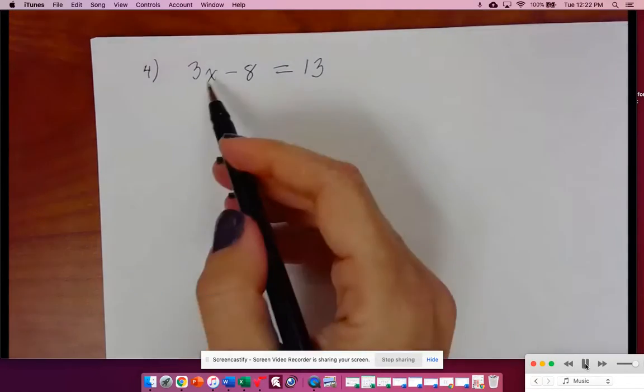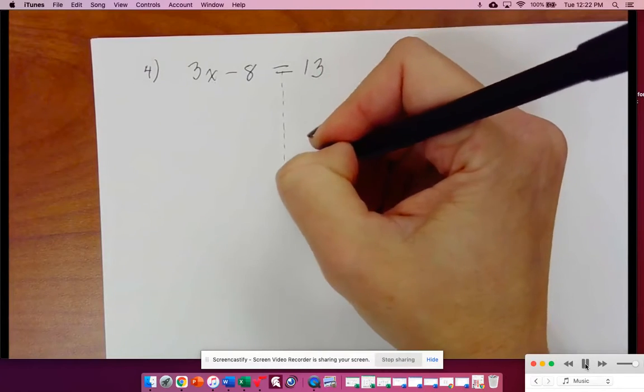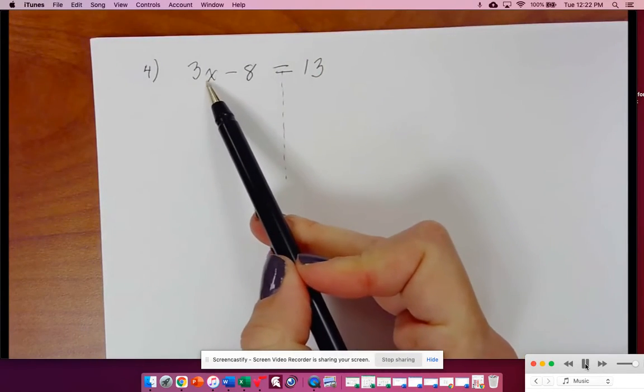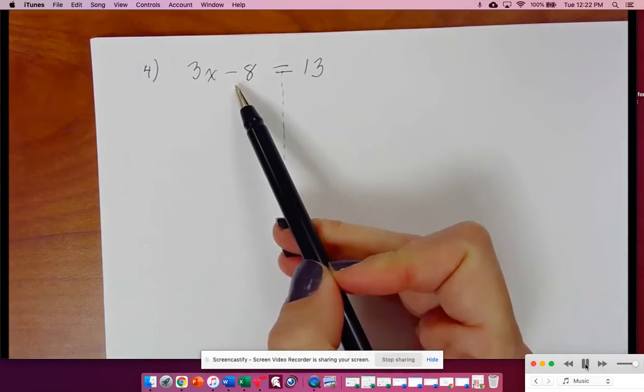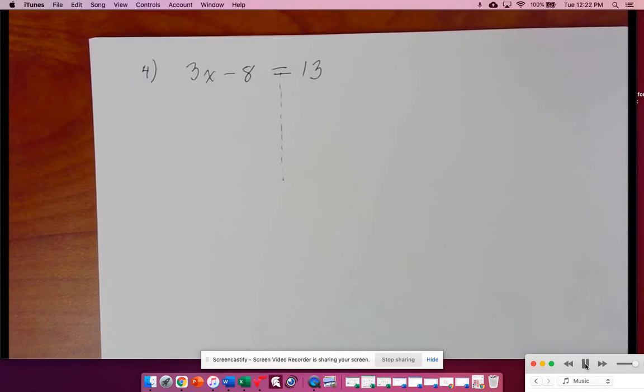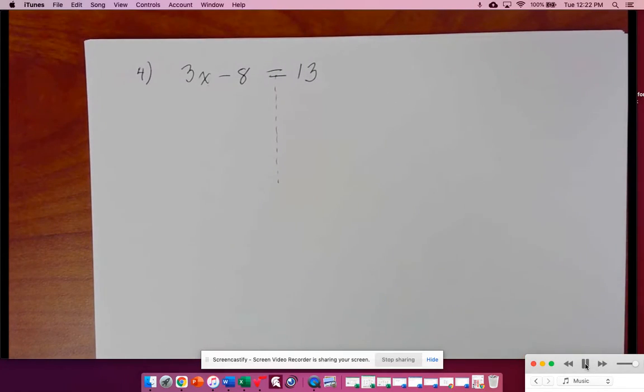With the variable, right? It's got times 3 and -8. Now, when you solve, you're kind of unraveling something. So you know how normally for order of operations we do PEMDAS? Well, when you're solving, it's kind of going backwards. You're actually going to do PEMDAS backwards, which is SADMEP.